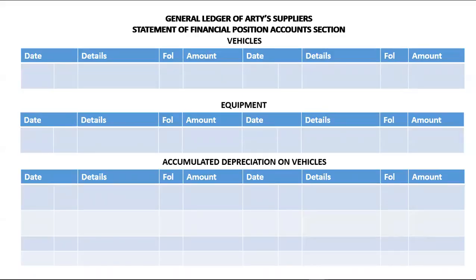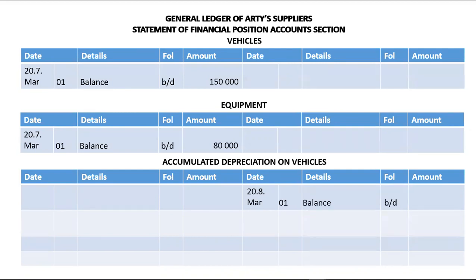Because the vehicle was bought last year, so for this year, we're going to have it as balance brought down. It was bought last year, so it will just be balance brought down. For equipment as well, it will be balance brought down because it was bought last year. Accumulated depreciation will have balance brought down on the credit side, but this is only accumulated depreciation on vehicles. Accumulated depreciation on vehicles balance at the beginning of the year was given to you as 30,000. We recognize depreciation on vehicles in the current year, which was 30,000, and that will be written at the end of the financial year.